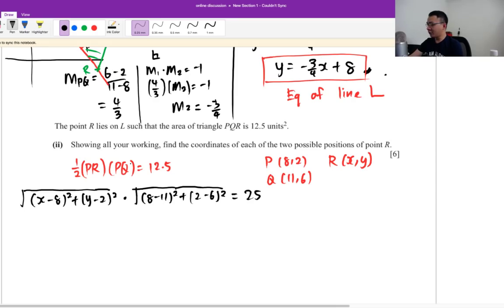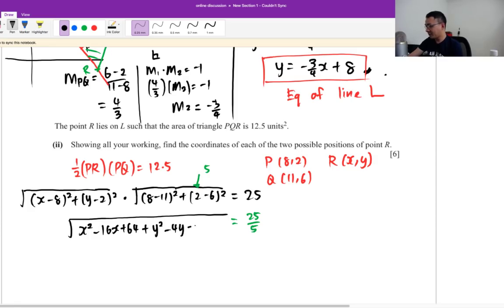Yes, so then what I will do is solve it. So this one is 9 plus 16, which is 25. The square root is 5. Alright, so if you type in the calculator, this one will give you 5. So 5 I will move to the other side. It will be divide by 5, 25 over 5. And then I get the square root. This one I will expand as usual. I get square root of x squared minus 16x plus 64 plus y squared minus 4y plus 4.